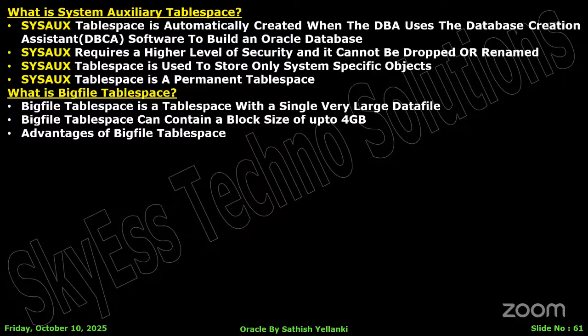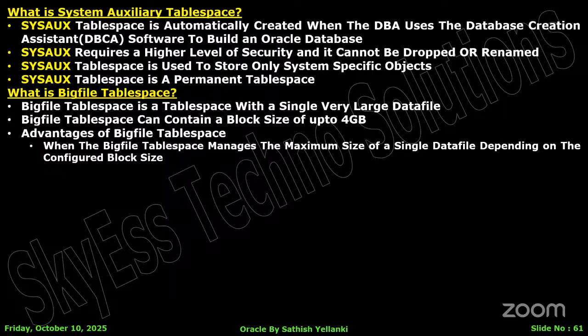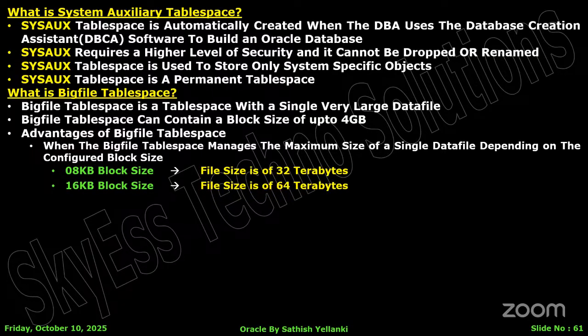If your block size is 8 KB, let us say, then one single data file you can manage in a big file table space is 32 terabytes. That means you can have one single individual file with a size and capacity of 32 terabytes. If the DBA configures the block size to 16 KB, let us say, then your file can go up to 164 terabytes.